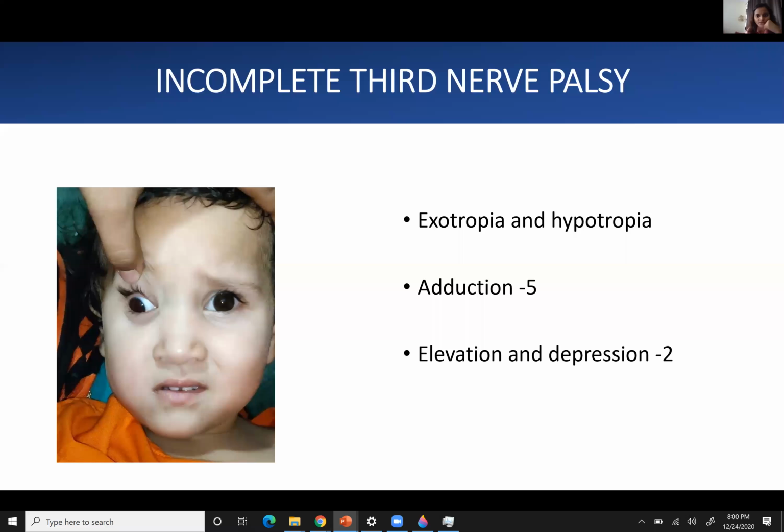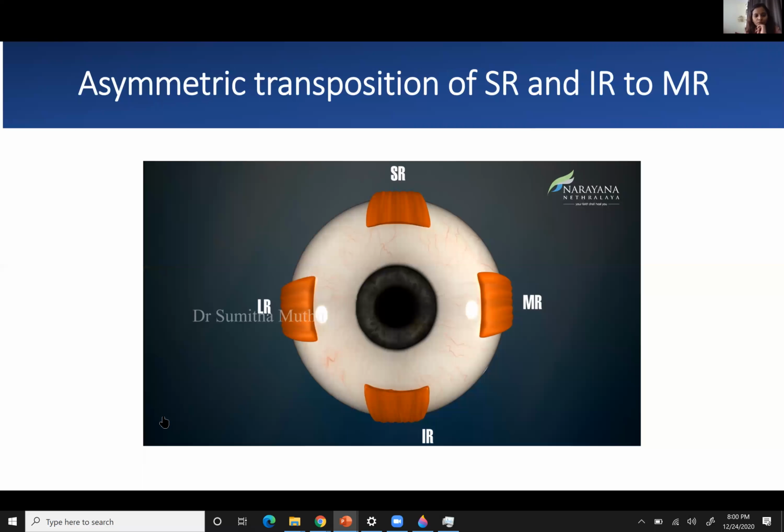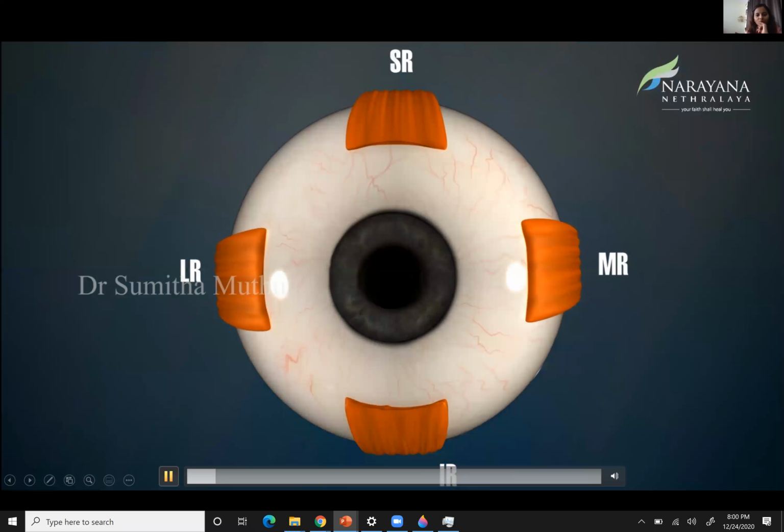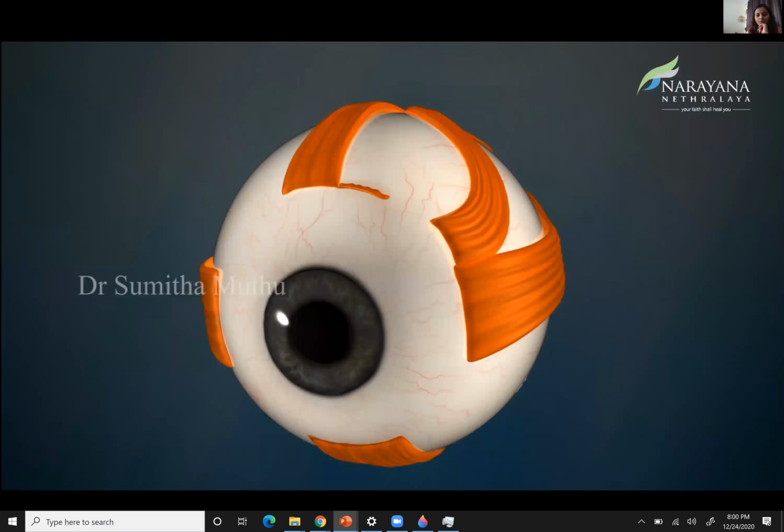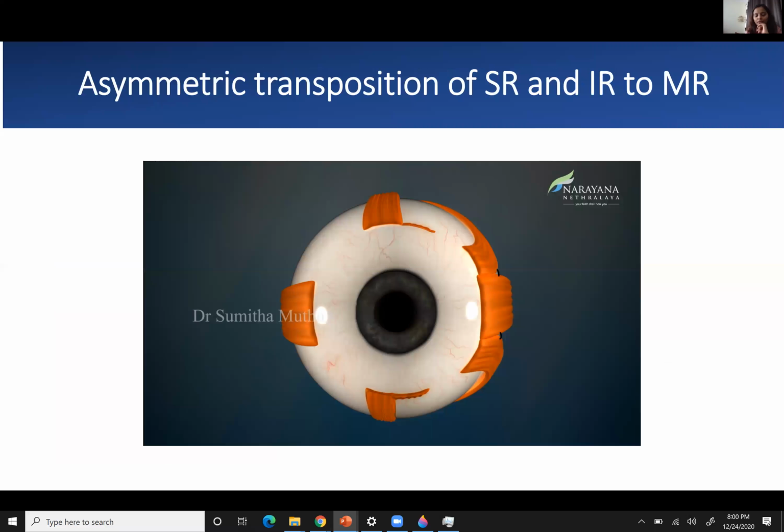So this is a patient with incomplete third nerve palsy. The child has exotropia and hypotropia. Adduction was about -5. Elevation and depression was about -2. So in this patient, we used the vertical muscles. I did an asymmetric transposition here. Once we did that, you achieve good alignment in the primary position.